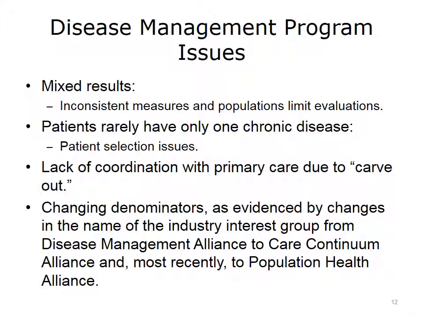Finally, to its credit, the disease management industry has been evolving to meet the changing demands of the marketplace. One can see the evolution from the changes in the name of the lobbying or interest group for the industry. It has gone from the Disease Management Alliance to the Care Continuum Alliance, and most recently to the Population Health Alliance. However, the downside of this evolution is the lack of consistent population health numerators and denominators to support creation of common metrics to evaluate objectively the performance of these programs.